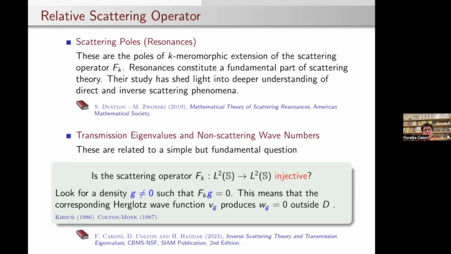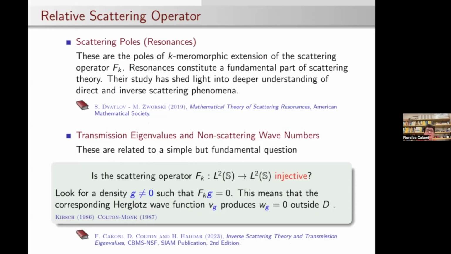There are many ways of defining the scattering poles, but in the context of this relative scattering operator, the scattering poles are the poles of the meromorphic extension, as a function of k, of the scattering operator. There is a vast literature on the scattering poles. As I said, many of you have done work in this area. I'm just putting up this book by Dyatlov and Zworski on the mathematics of resonances.